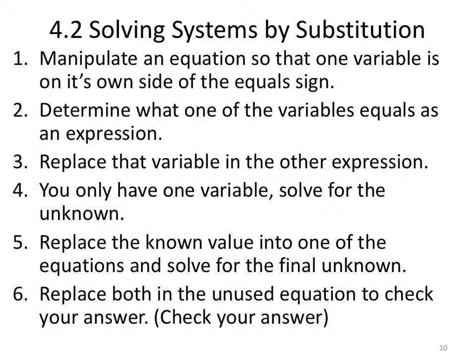And then 3, replace that variable in the other expression with the expression. You only have one variable now, so solve for the unknown, which is a lot of steps sometimes. And then replace the known value that you just solved for in the other equation for the final unknown. So you go back to the original with 2 variables, replace one of them, and solve for the one you don't have yet. And then finally, check your answer in both. Again, just like we did with the graphing, check it in both equations, all right?